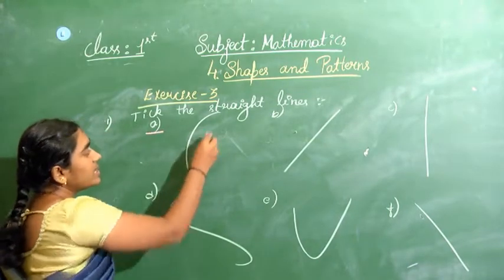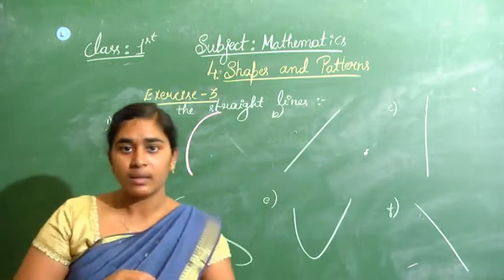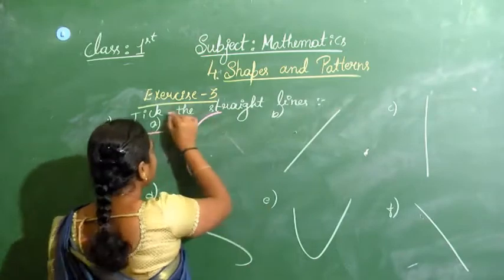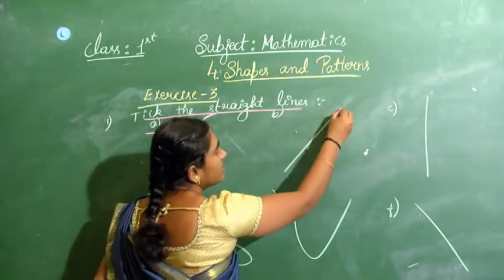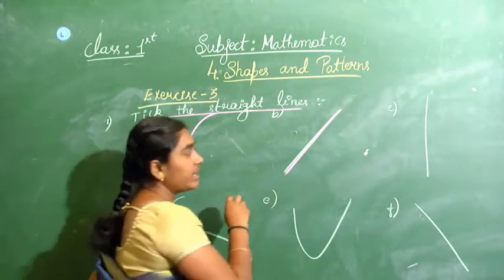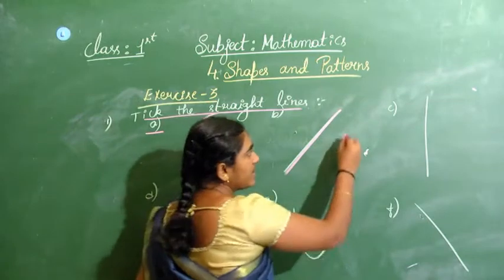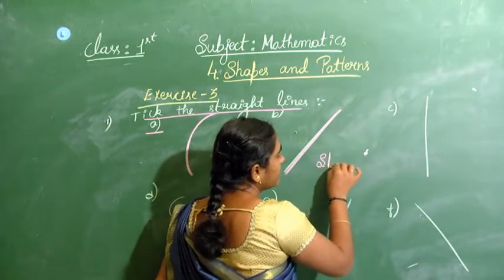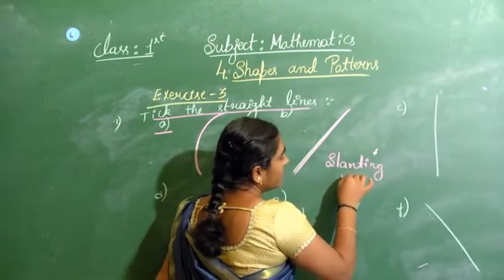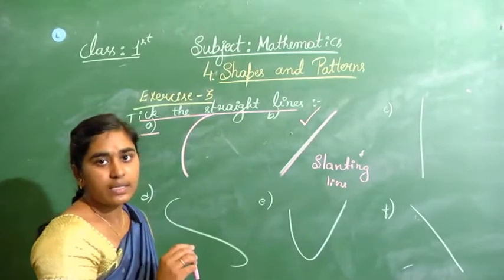First one, is this a straight line? See, is this a straight line? Not. So this is not a straight line, no need to tick. Then coming to the second one, is this a straight line? Yes. Which type of a straight line can you tell me? This is a slanting line, right? Slanting straight line. So tick for this second one. This is a straight line.